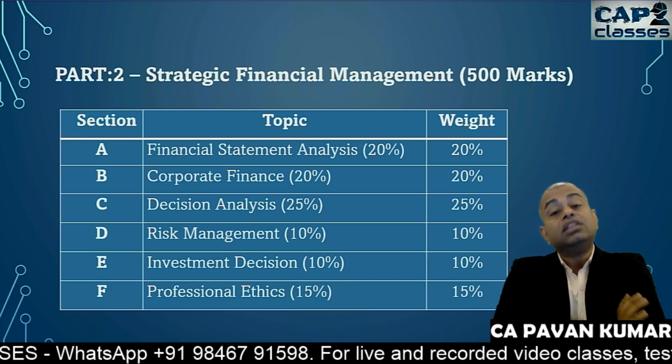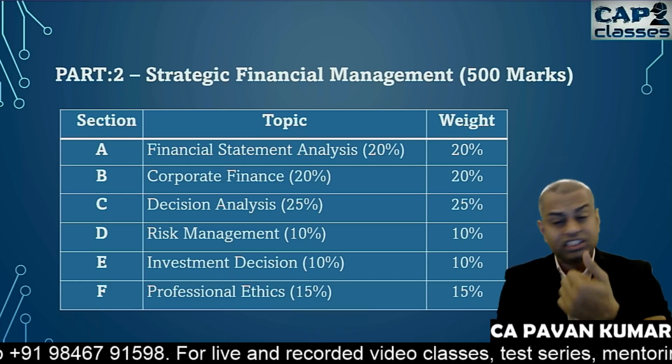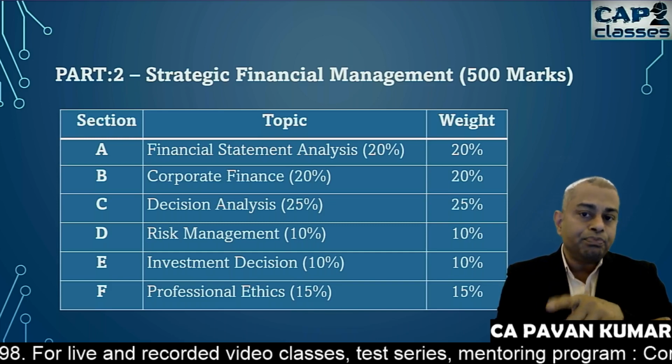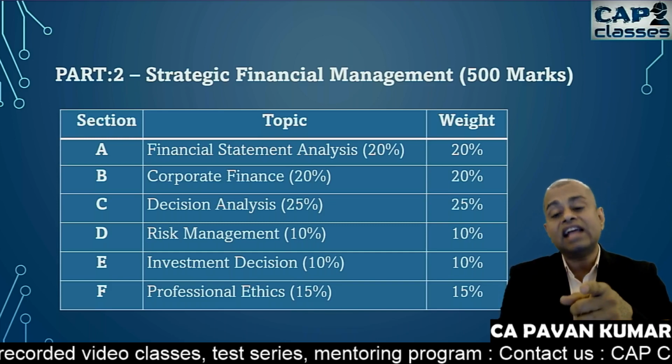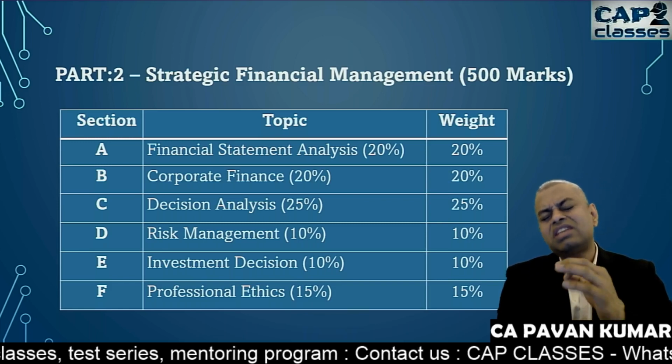Same here. Then corporate finance, then decision analysis, then risk management, which is one very interesting area. And if you look at even the CA curriculum, in one of the optionals in the final level, ICAI has introduced risk management, because this is the most happening thing in the world.